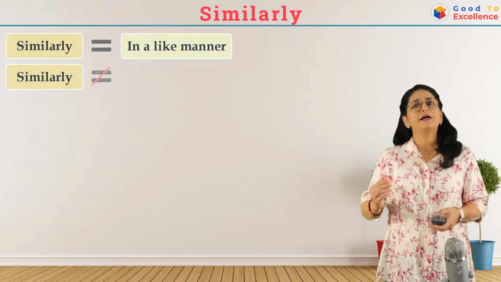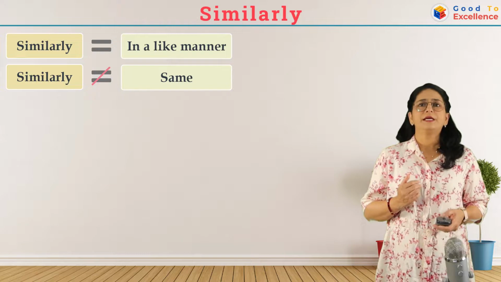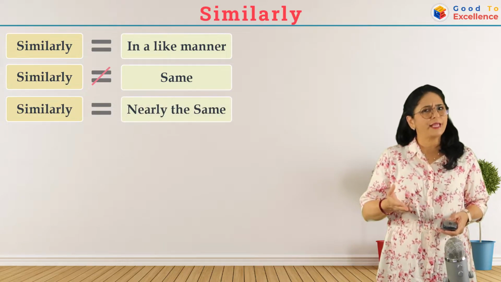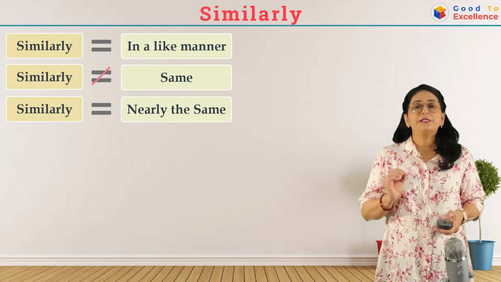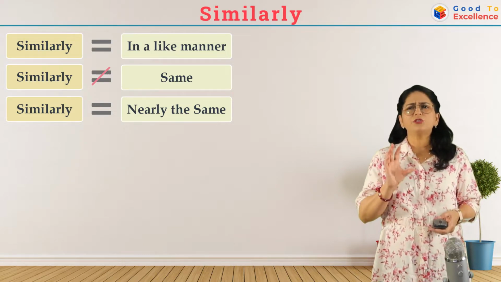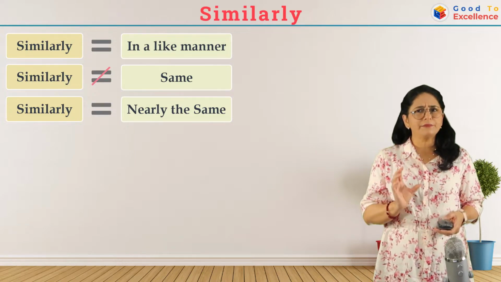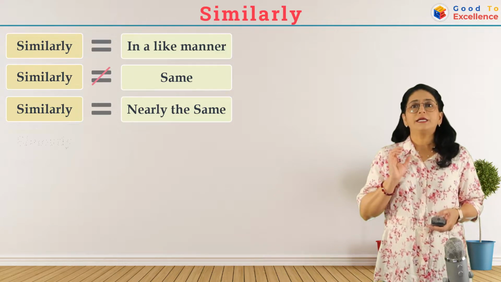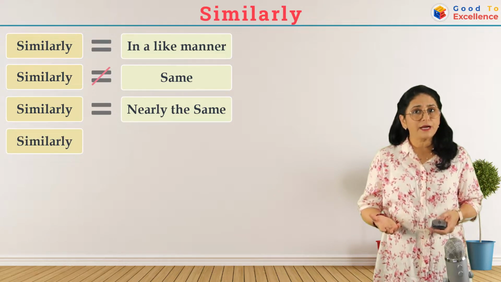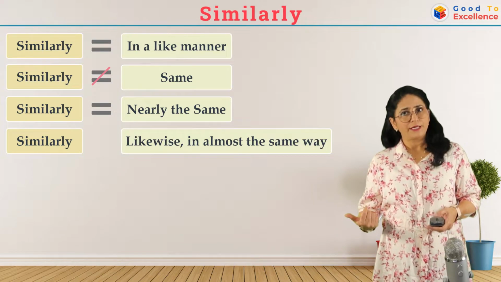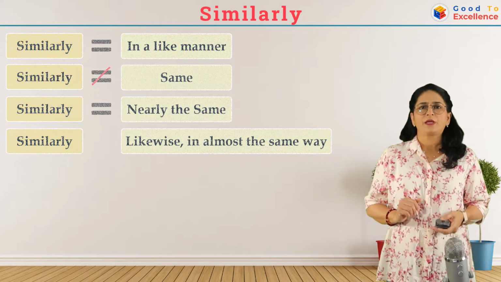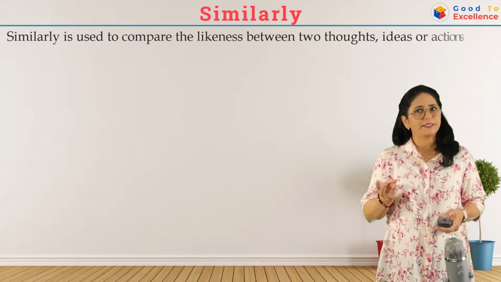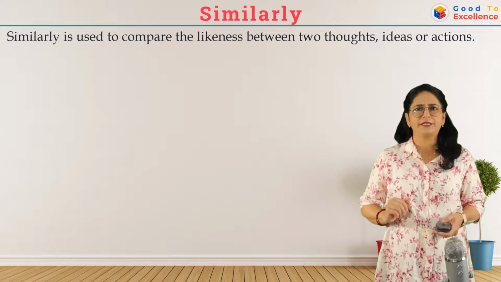Similarly should not be confused with same. Similarly does not mean the same, but nearly the same. We use similarly to say that something is so closely like something else that they are comparable. Other terms that may replace similarly are likewise, in almost the same way. Similarly is used to compare the likeness between two thoughts, ideas, or actions, as I told you earlier.